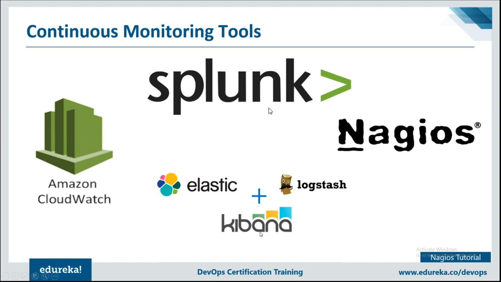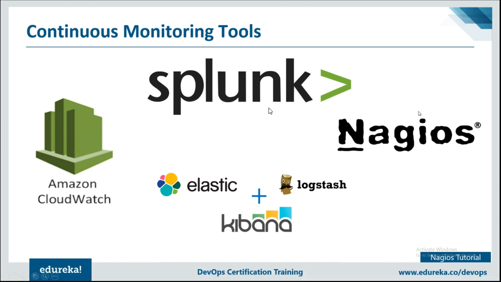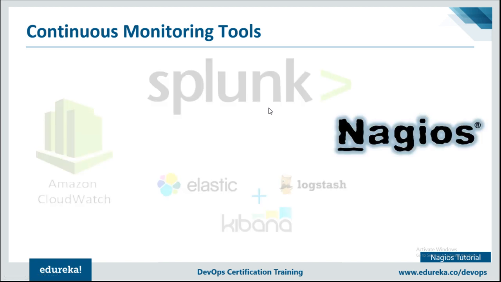If you're deploying this over cloud services, then we have Amazon CloudWatch. And if you're using open source tools, then we have Kibana, Splunk, and Nagios as the most popular tools. Here we'll be focusing on Nagios, because Nagios is one of the most popular tools for continuous monitoring, and that is exactly what we'll be focusing on in this session.